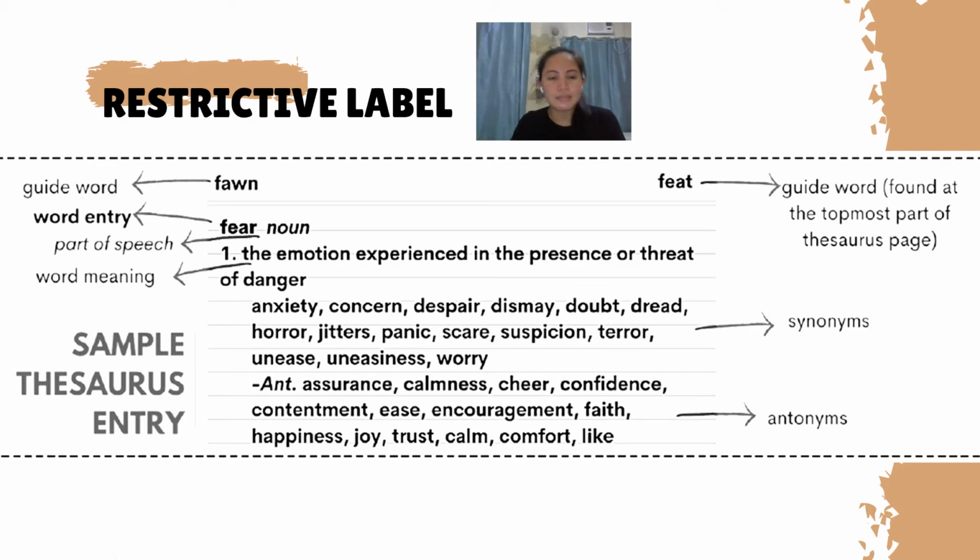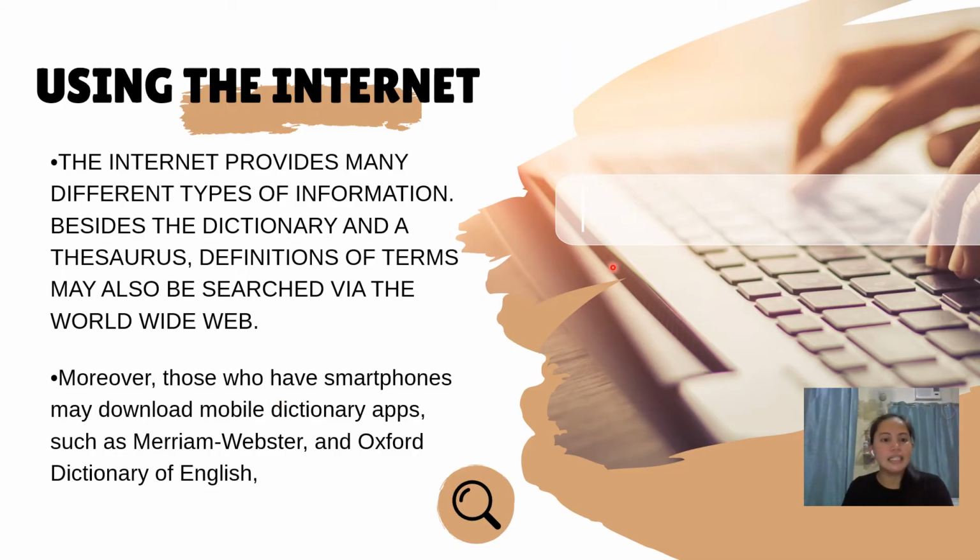Alright? So next, using the internet provides many different types of information besides the dictionary and thesaurus. Definitions of terms may also be searched on the World Wide Web. So that's very prominent in your lives right now. During the information, the digital age, di ba? It's always one search away. So hindi na tayo katulad ng dati.